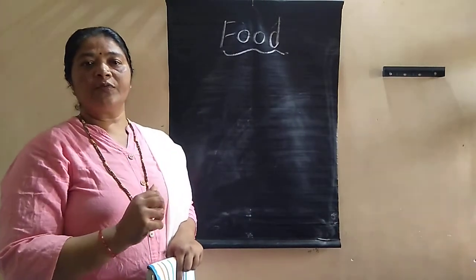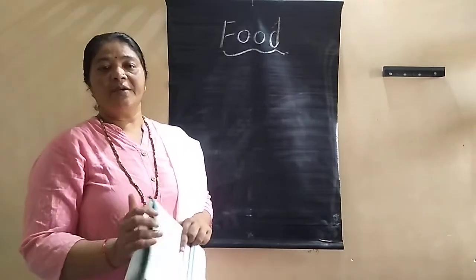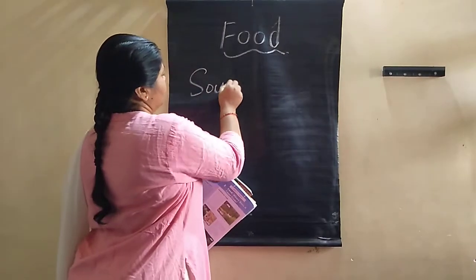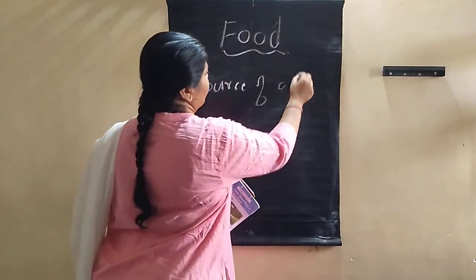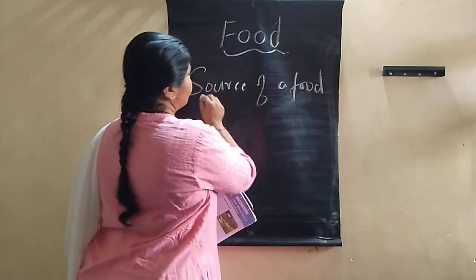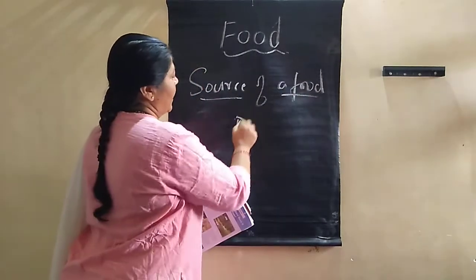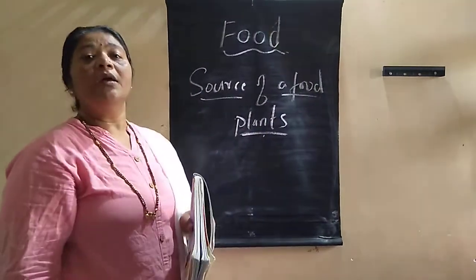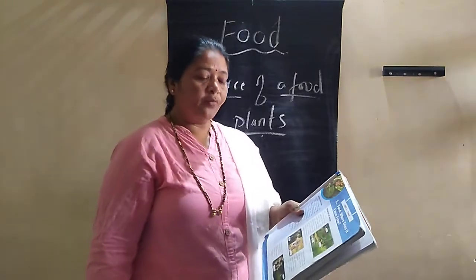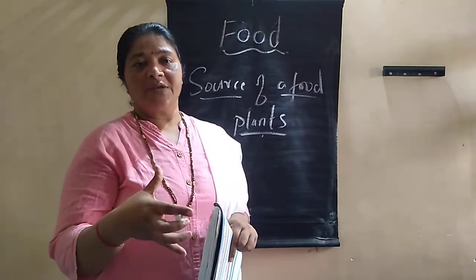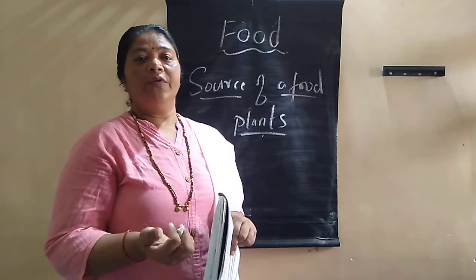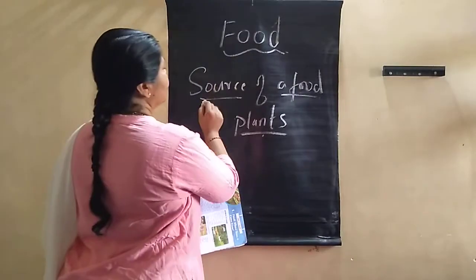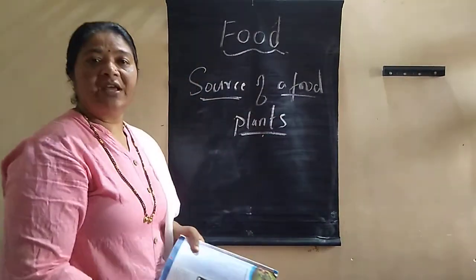You make salad from the fruits, and you make different types of tasty vegetables or curry in your home. Where you get them from is called the source of food. You are getting all these from the plants. Plants are the sources of food. There are different types of plants in your surroundings, in the field. Some grains grow in the field. These plants are the main source of food.